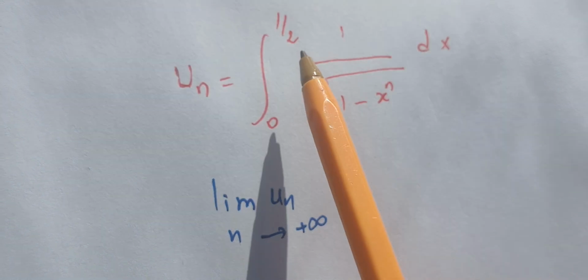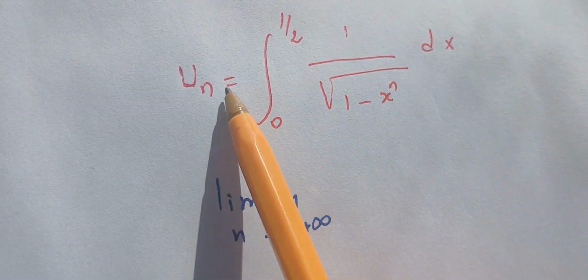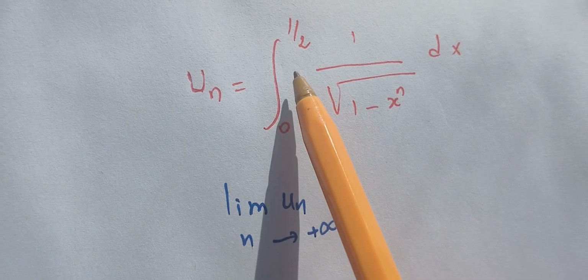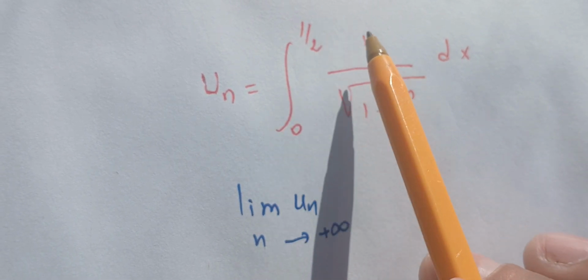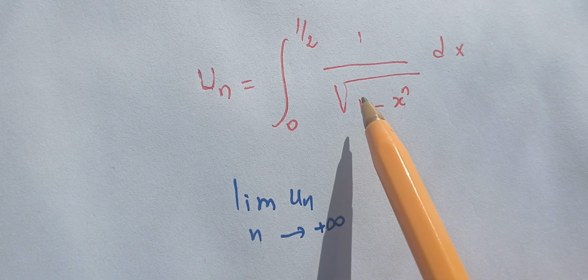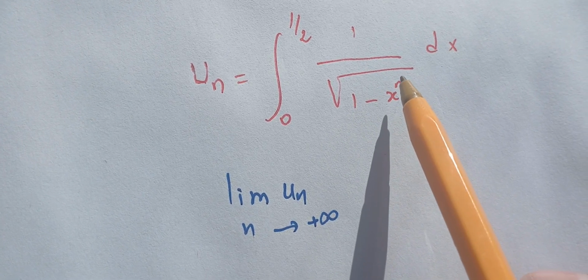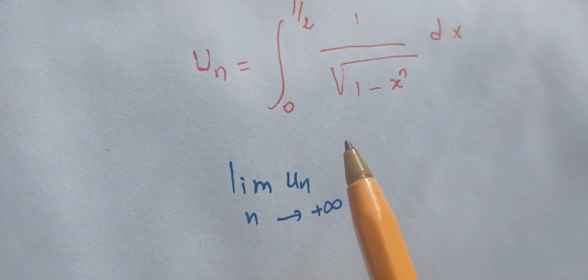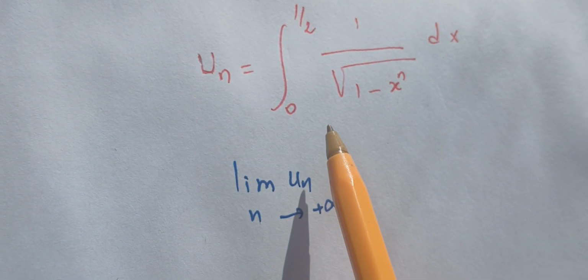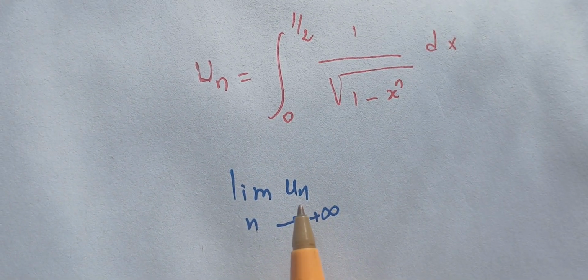Welcome back. In this video, we're going to try to find the limit of u sub n, which is defined by this integral between 0 and 1/2 of 1 over the square root of 1 minus x to the power n. So here we want to find the limit as n goes to infinity. How can we do this?